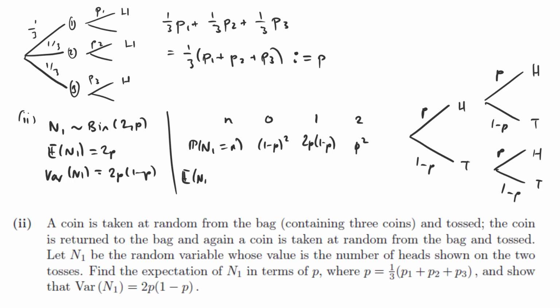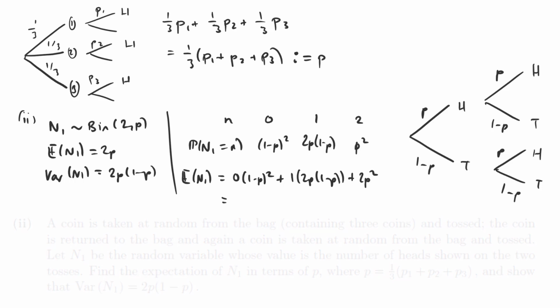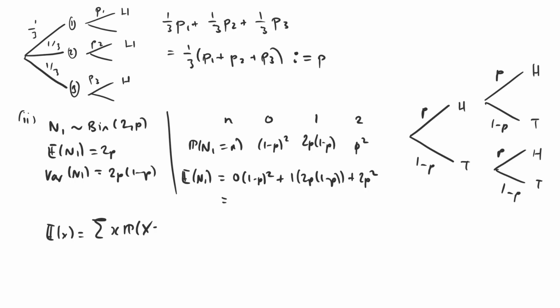So if I want the expected value of N1, I just do 0 times (1 minus p) squared plus 1 times 2p(1 minus p) plus 2 times p squared, using the ordinary formula for the expected value of a random variable, where we sum the outcomes times the probability that the random variable takes that outcome. So I've got 0 plus 2p minus 2p squared plus 2p squared, and they cancel out to give 2p.